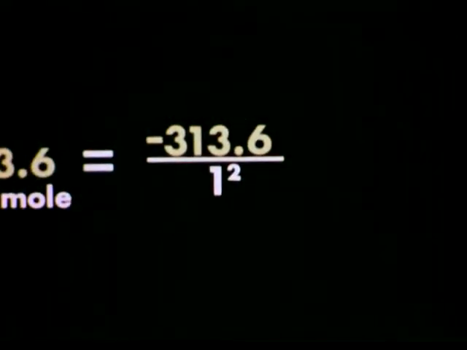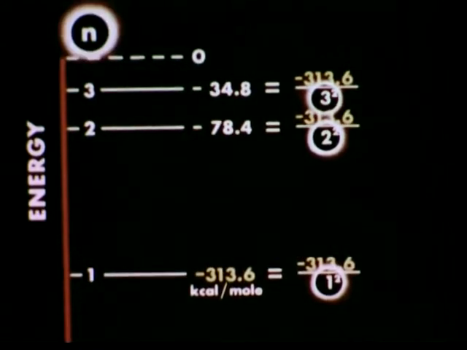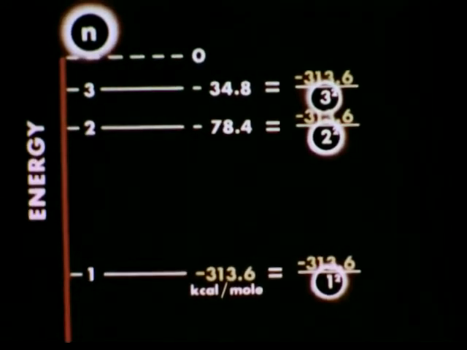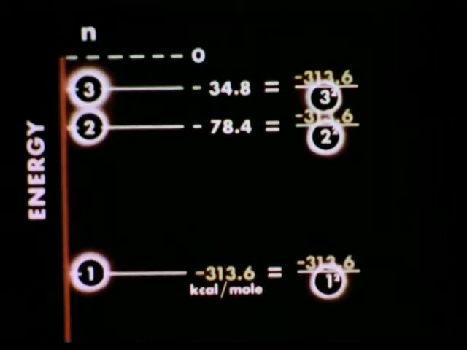We can characterize each energy level by this integer in the denominator. The integers are possible values of the principal quantum number, n, and we can use the integers to label the energy levels.